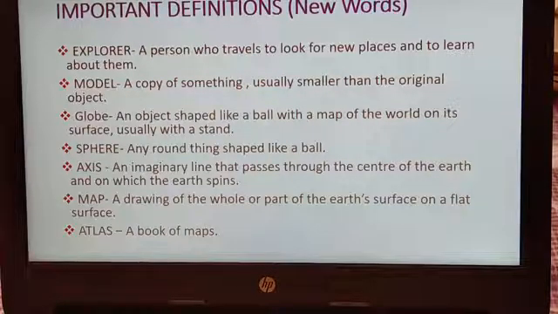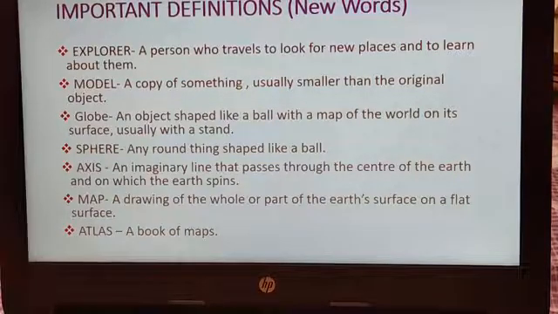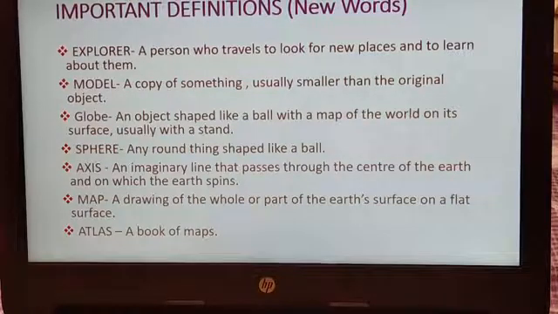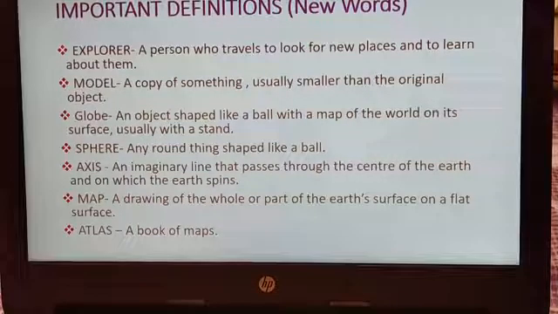Axis: an imaginary line that passes through the center of the earth and on which the earth spins. Axis is not drawn. It is an imaginary line. We understand that the earth spins on this imaginary line. Okay? Map: a drawing of the whole or part of the earth's surface on a flat surface, like a paper, a canvas, wood, something like that.